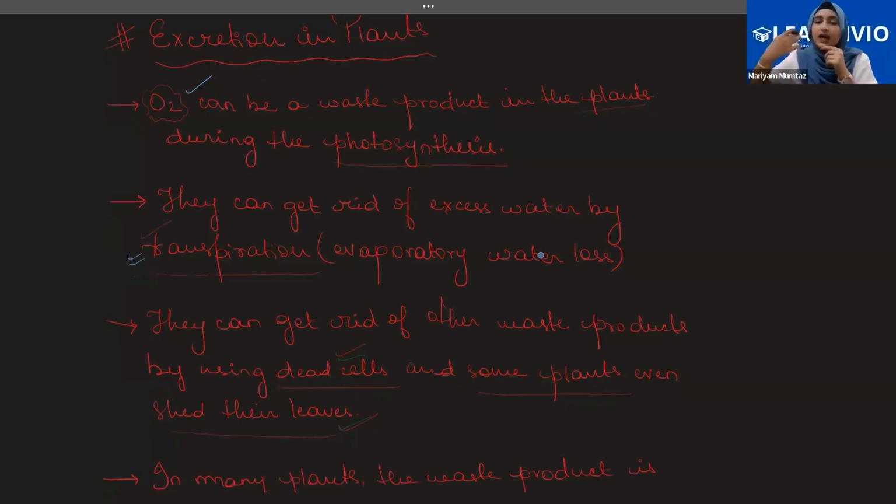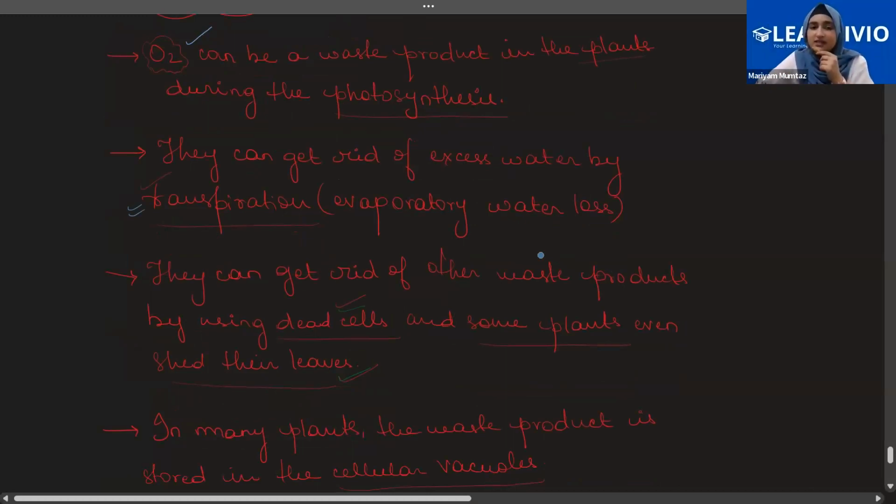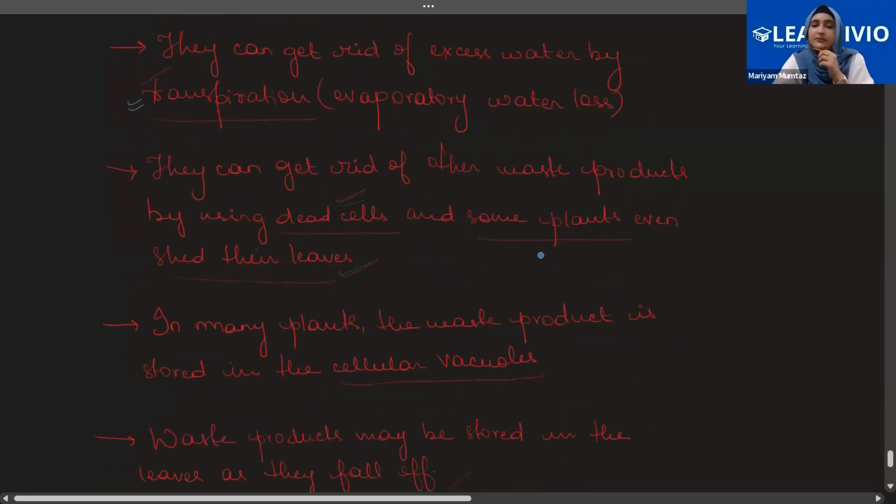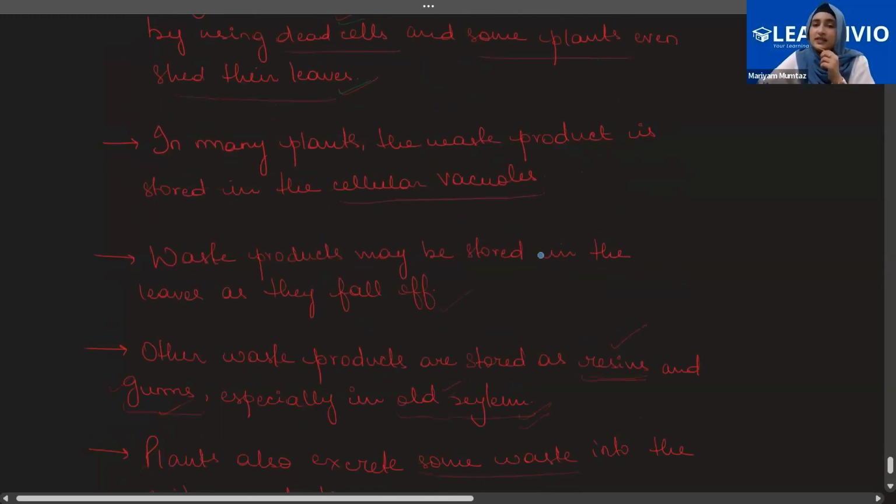Now talking about the other waste materials, for example, if there are some waste materials that the plants do not require at all, then those can be transported out of the cell, or they can get rid of them by the use of dead cells. And some plants even shed their leaves. The leaves contain an accumulation of their waste products. And in many plants, the waste product is stored in the cellular vacuoles.